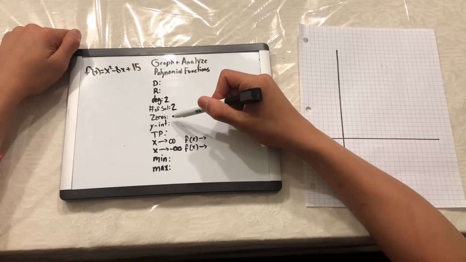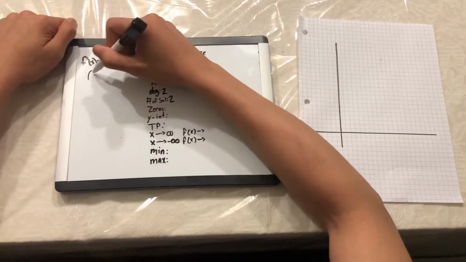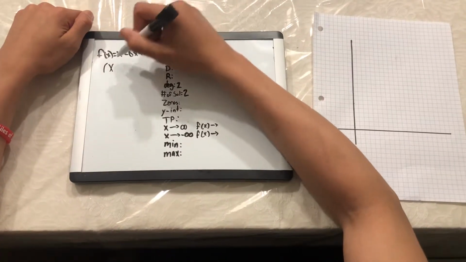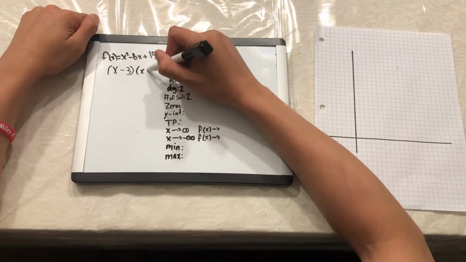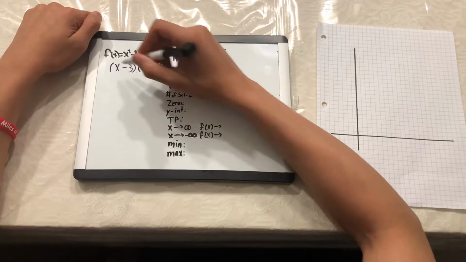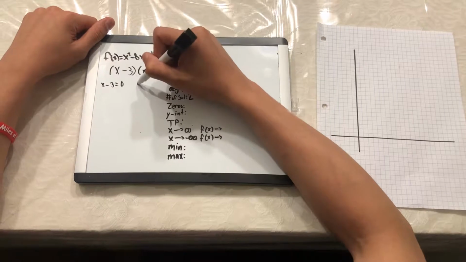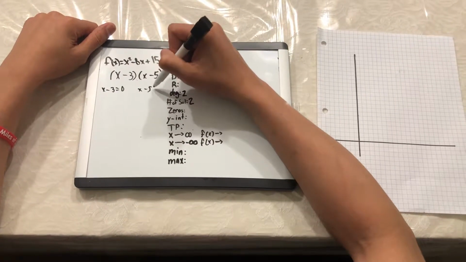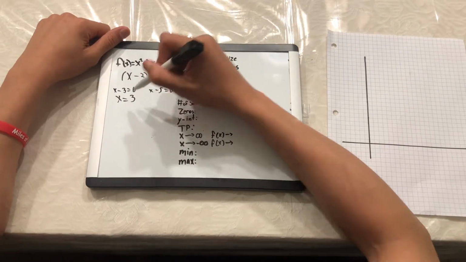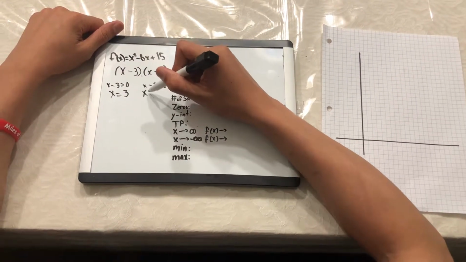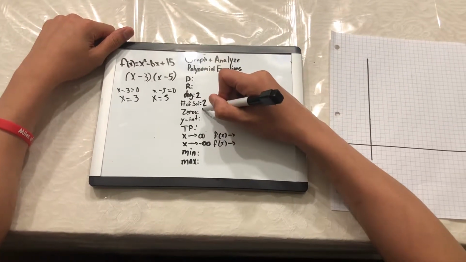Next we are going to solve for the zeros of the function. To solve for the zeros of the function, you factor it to get x minus 3 times x minus 5. Place them both equal to 0, and then solve. So your zeros of the function are x equals 3 and x equals 5. Let's put that down.